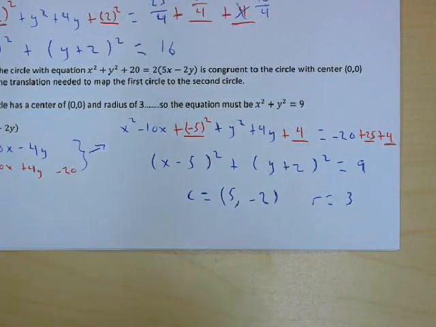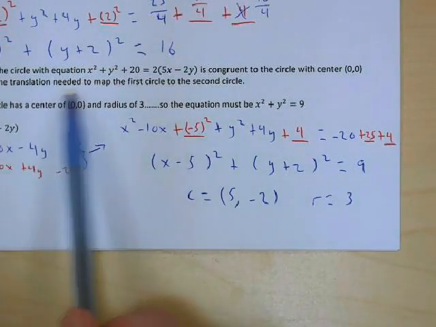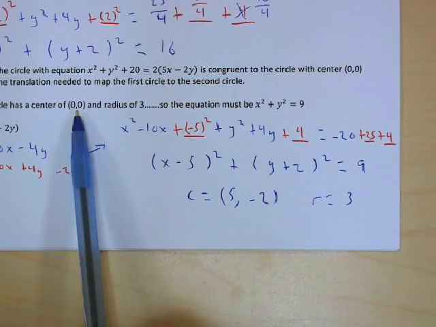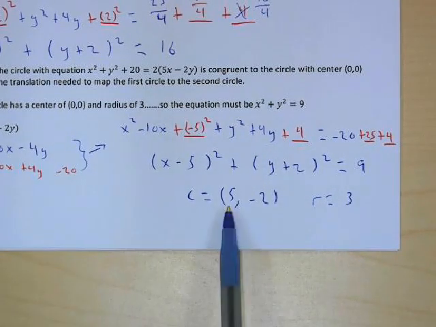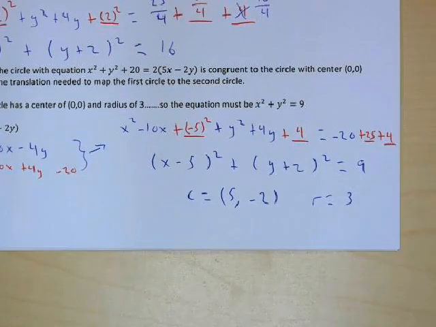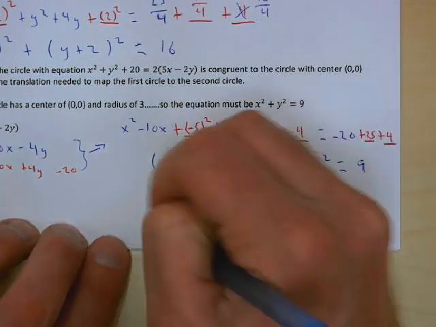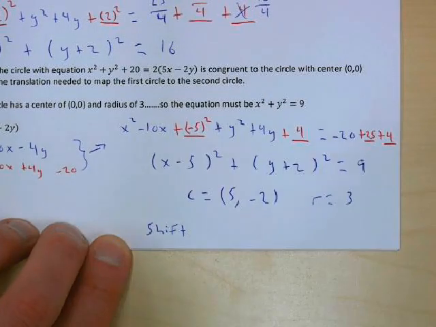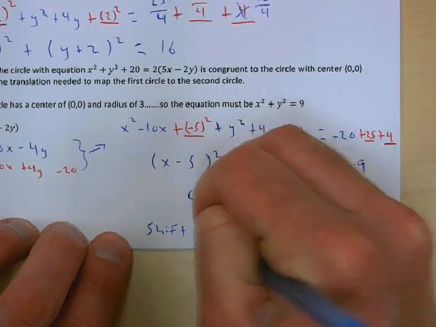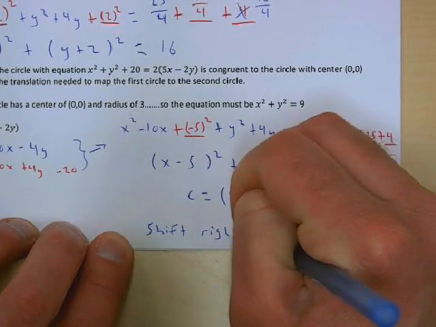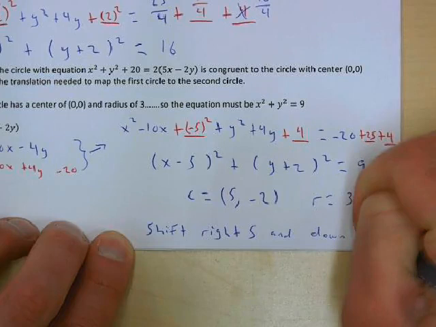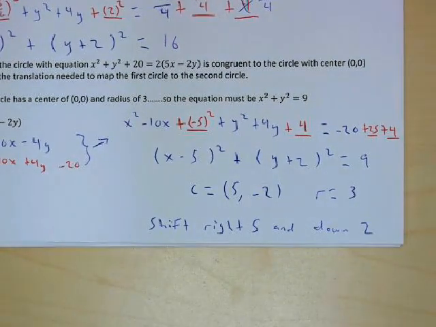Okay, and then like I said, indicate the translation needed to map the first circle, which is this one, to the second circle. So how do we get from a center of 0, 0 to a center of 5 comma negative 2? Well, we want to shift. We're going to shift right 5 and down 2. Okay? And that's how we get from the first circle to the second circle.